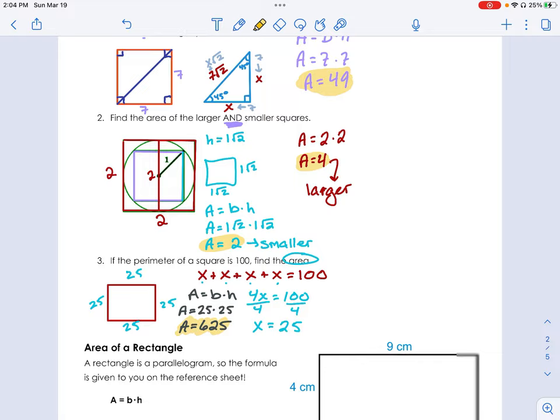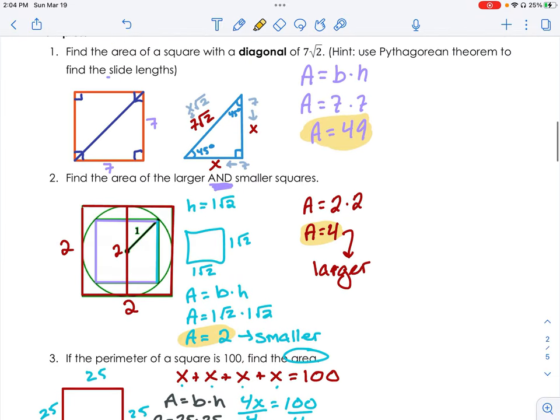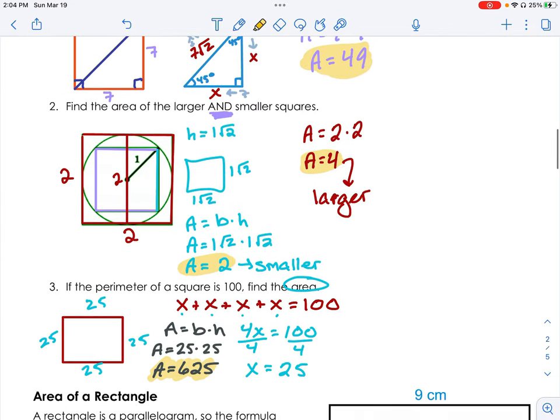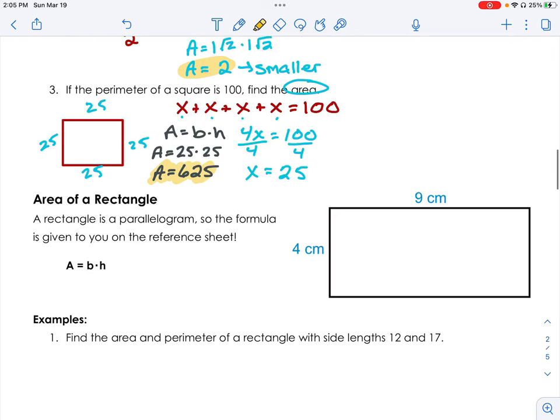So that wraps up our practice problems on squares. Let's move on now to rectangles. So thinking back to our hierarchy again, rectangles are also parallelograms. So once again, the formula will be given to you. Area equals base times height.